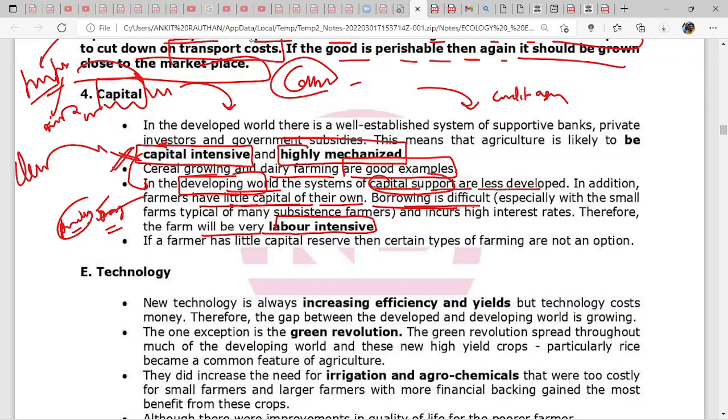So for the developed world, you will use capital intensive and highly mechanized.